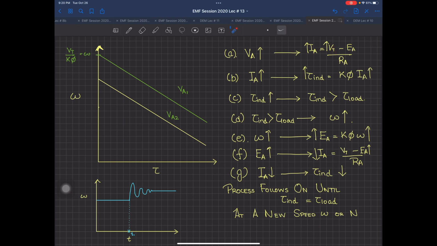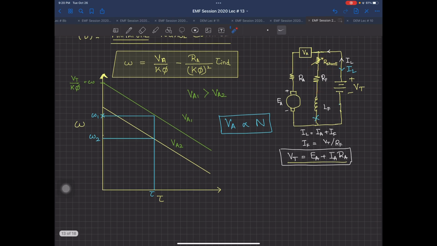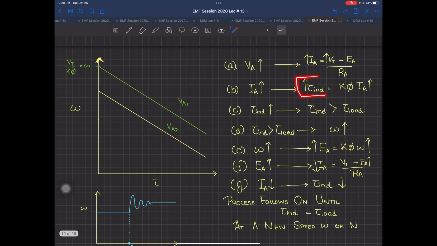So what happens? VT or VA has increased, so the current IA has increased, and when current IA has increased, the torque of your machine will increase, because torque is equal to K phi IA. So if your current is increasing, your torque is increasing. The other quantity, phi, is constant. Why? Because you have kept the field current inside the field winding constant. Even if you are changing VT, just like in your lab experiments, you have an R shunt resistance that keeps the field current constant. So the overall current IA is increasing, and your total torque is increasing.